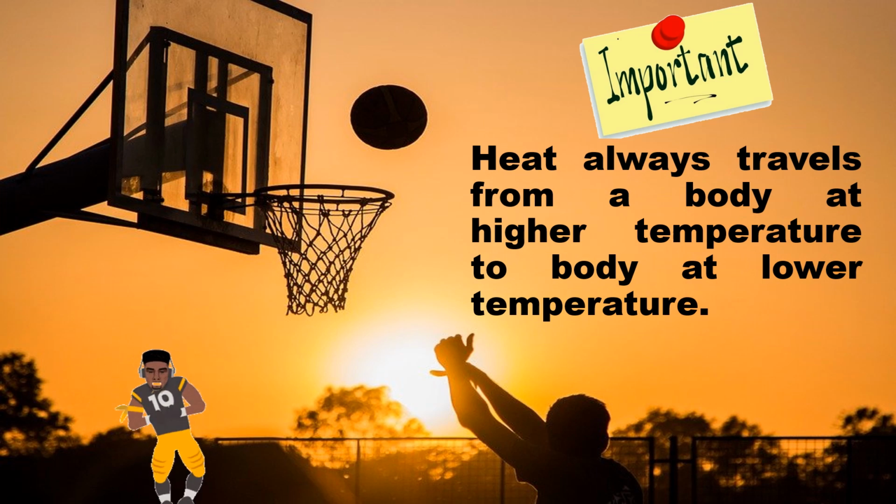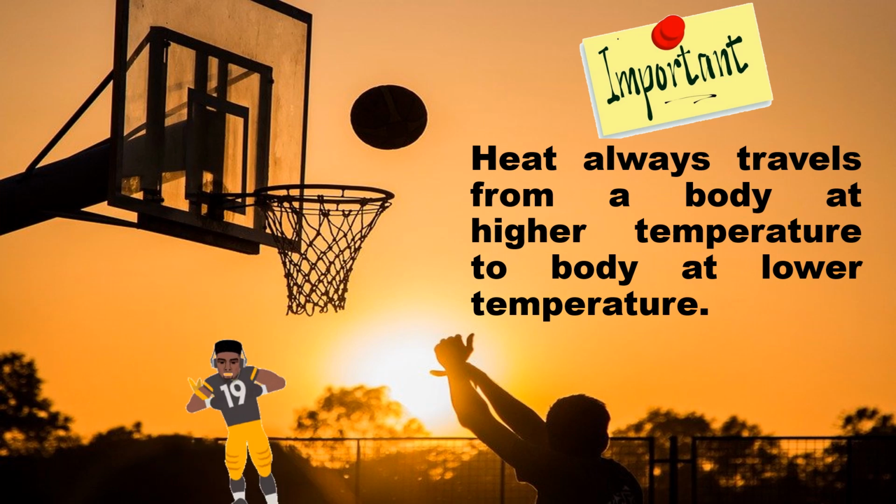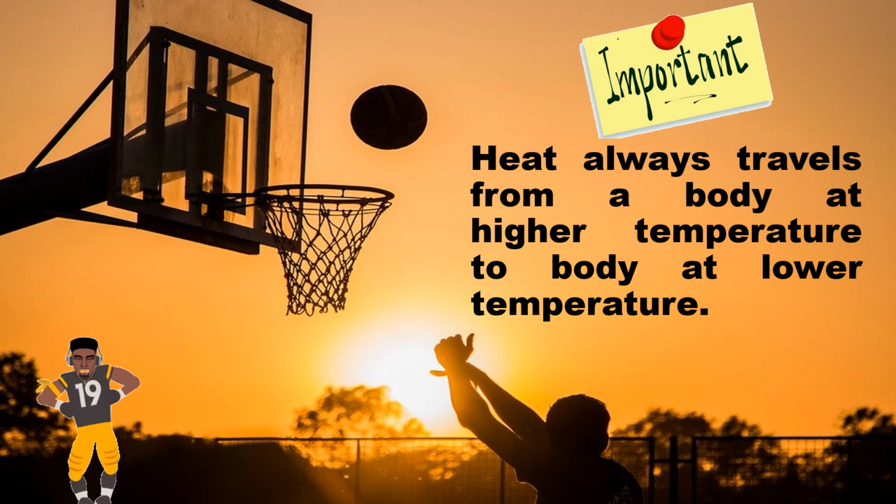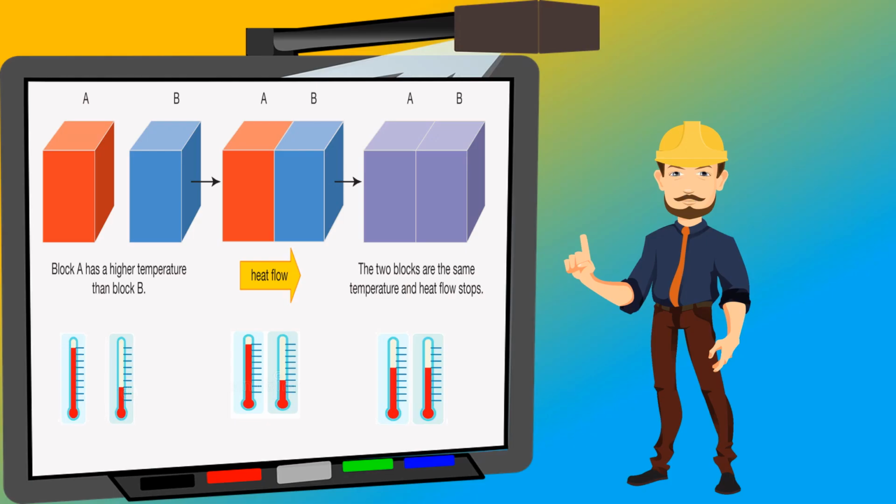Students, you must keep one thing in mind that heat always travels from a body at higher temperature to the body at lower temperature. As you can see, block A is at higher temperature than block B. When both are placed together, heat flows from block A towards block B till both reach the same temperature. Students, during this, the temperature of block A decreases gradually, whereas the temperature of block B increases gradually.